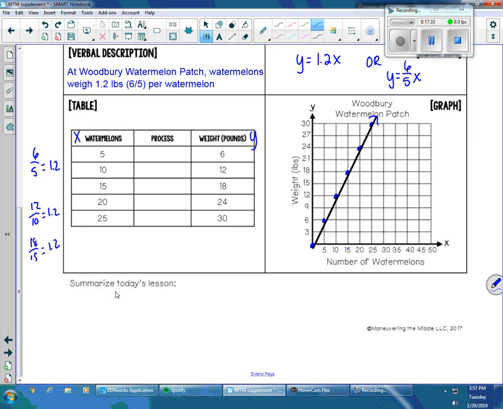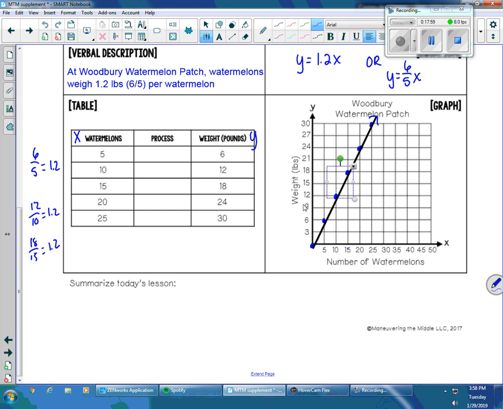So summarizing today's lesson, there are many ways that I can represent my linear relationships in words, with a verbal description, with an equation, with a table, and with a graph. I can flip between any one of these. I can match them up. These are all representing the same thing. It's just different representations and different ways of showing the information.